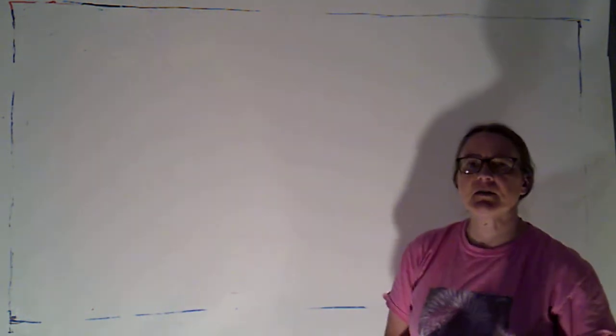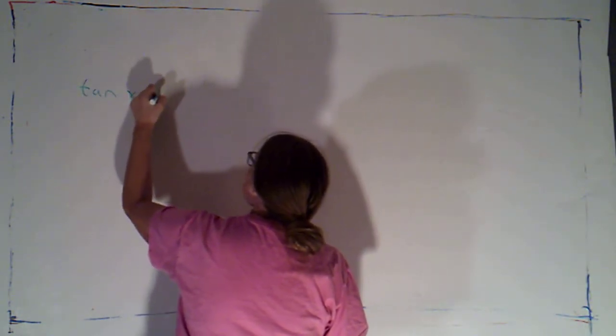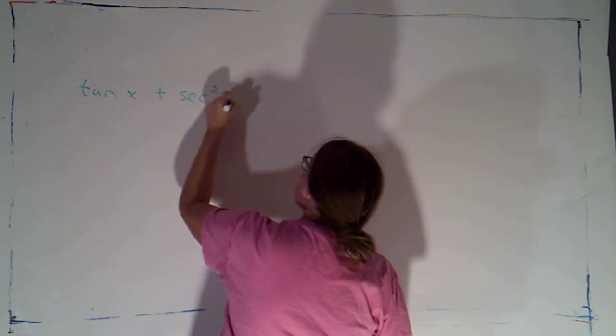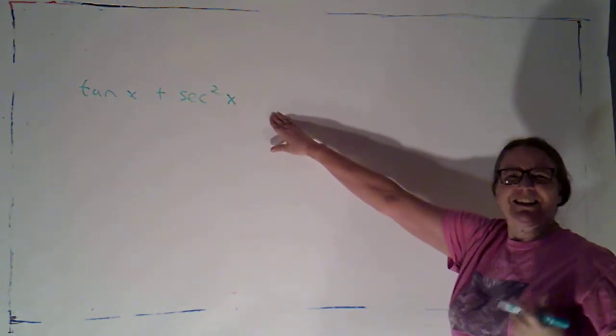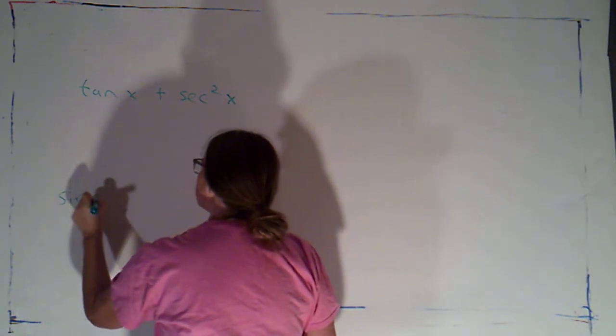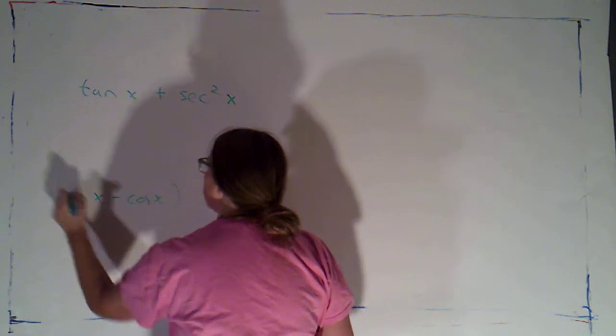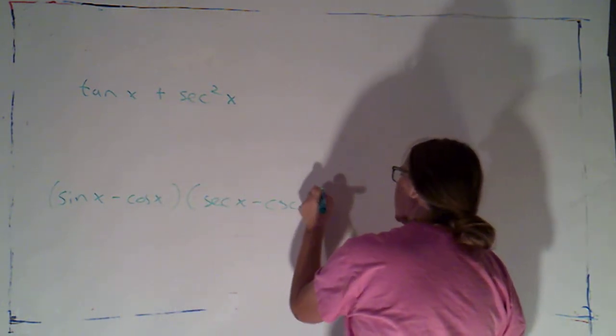So what I'm going to do is I'm just going to put a couple of expressions up on the board. Let's say I have tan x plus secant squared x. And I just want you to write that using just sines and cosines. And then I'm going to have sine x minus cosine x times secant of x minus cosecant of x.